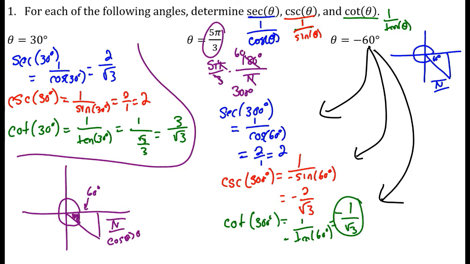The big idea that I need you to walk away with from this are these identities, knowing what secant is, knowing what cosecant is, and knowing what cotangent is. That's essential.